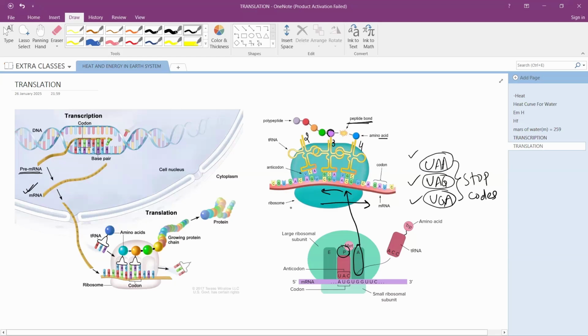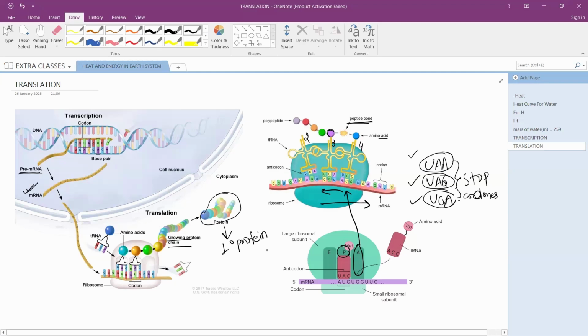After that, you will see that there is a growing protein chain. When the stop codon comes, the ribosome stops the polymerization of amino acids. And then you will see this is the first, primary protein. This is called the primary protein.